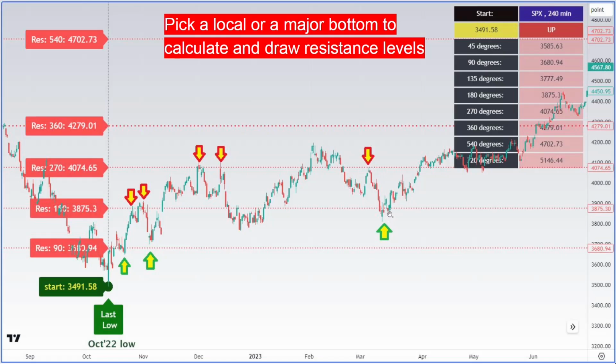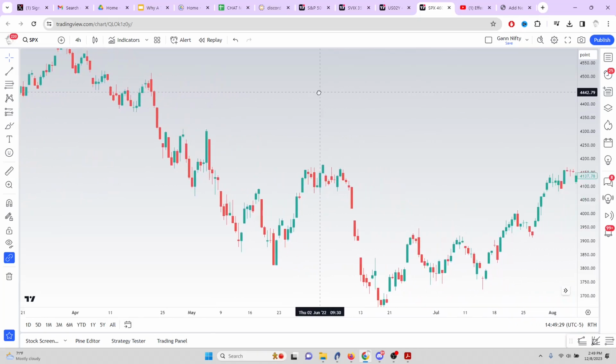So it drops here, finds support, and you see it got rejected first time, it came back, made a higher low, and once it gets over that level, you can go long. You go long, you expect what? At least price would come back to the next Gann's levels from 180 degrees up to 270 degrees. So this is the S&P 500 chart.